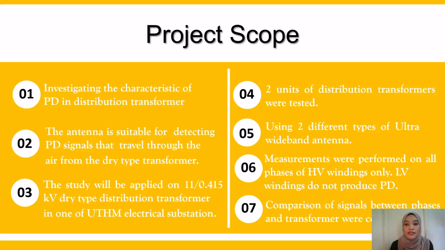Fifth is using 2 different types of ultra-wideband antenna. Sixth, measurements were performed on all phases of the HV winding only because the LV winding does not produce PD. Seventh, comparison of signals between phases and transformers was conducted.